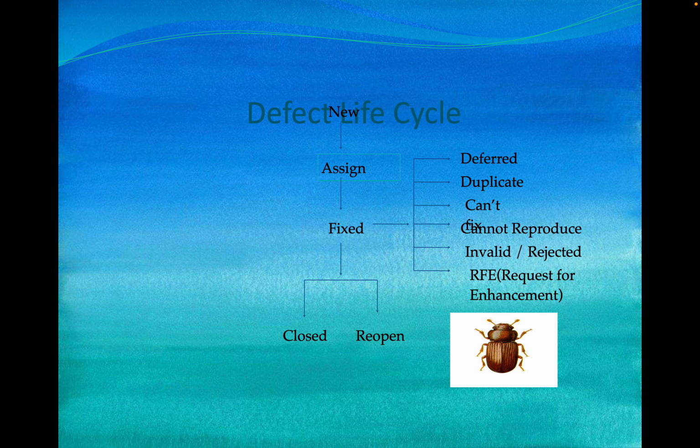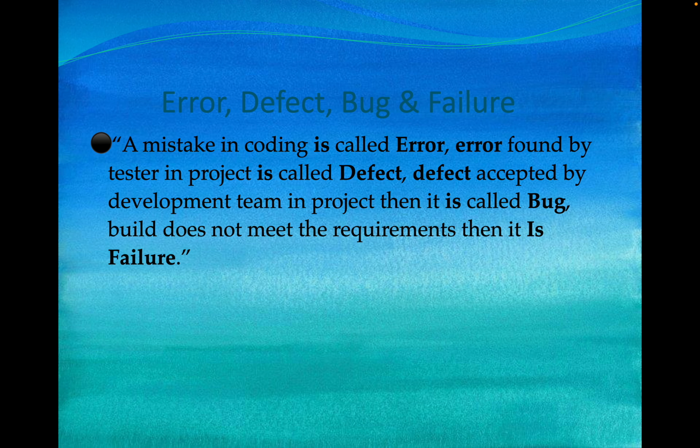So it should be a process in the software testing life cycle. What is error, defect, bug, and failure? A mistake in coding is called an error. An error found by a tester is called a defect. A defect accepted by the development team is then called a bug. But if it does not meet the requirements, then it is a failure. That has to be very well understood in the software testing life cycle.